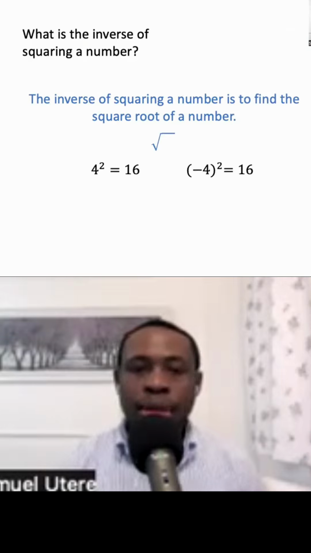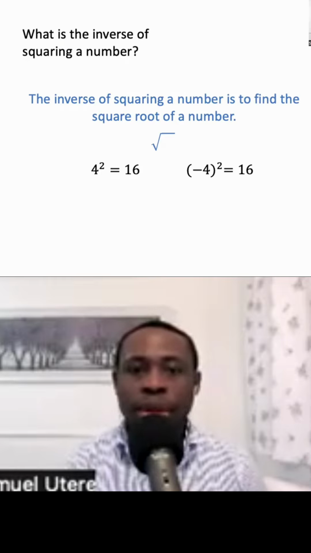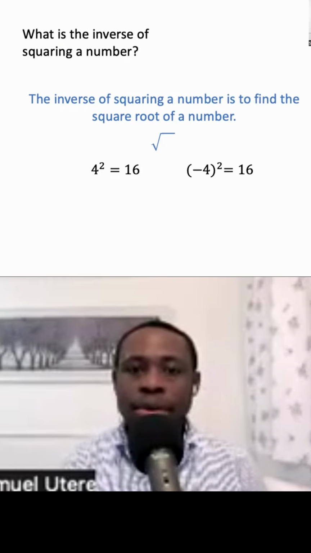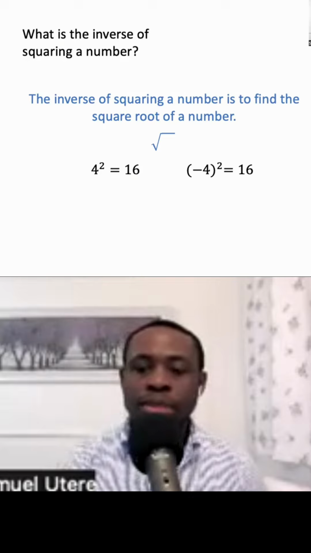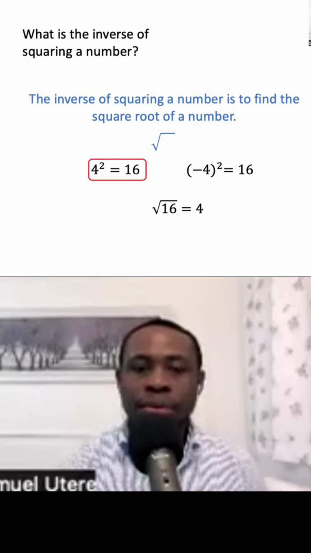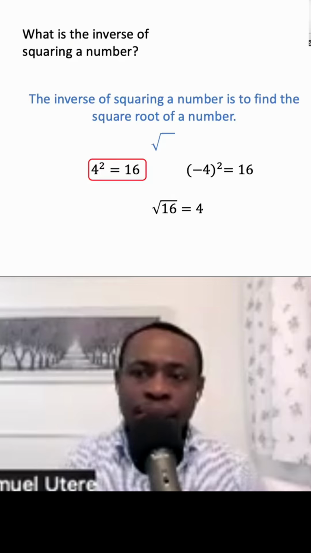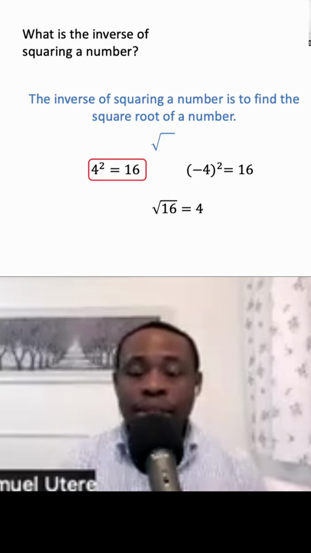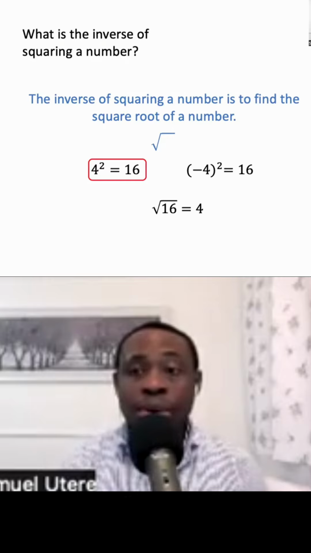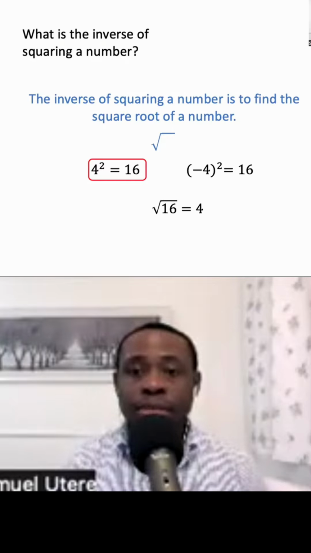So, if we have 4 squared equal to 16, know that negative 4 squared is also equal to 16. So the inverse of squaring 4, if we do the square root of 16, we're going to get 4. Have you noticed that we didn't write negative 4? Yes, we didn't write negative 4 because using the square root symbol, we are only interested in the positive number. We wouldn't say negative 4.